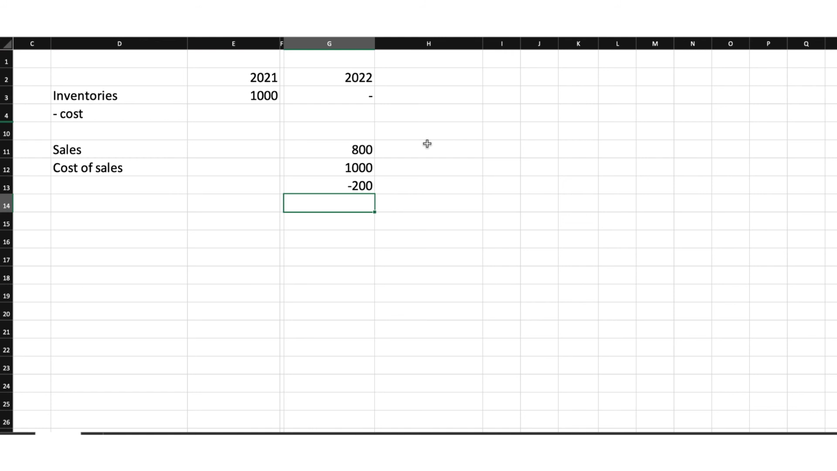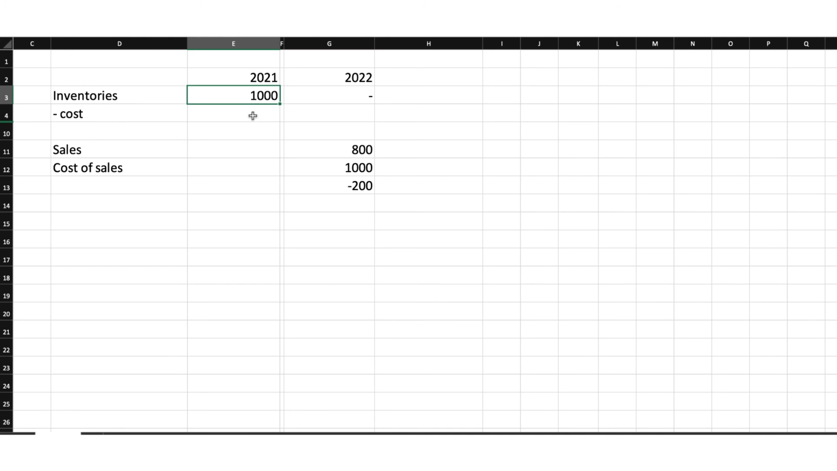Remember, this standard, we're super conservative. If I can recognize a loss, if I smell a loss, I'm going to recognize it. That's what they want to do in IS2. If I smell a loss, I want to recognize it. So, we can't have these inventories here at 1,000 in 2021, no losses, and then the loss the next year, because we already smell that loss.